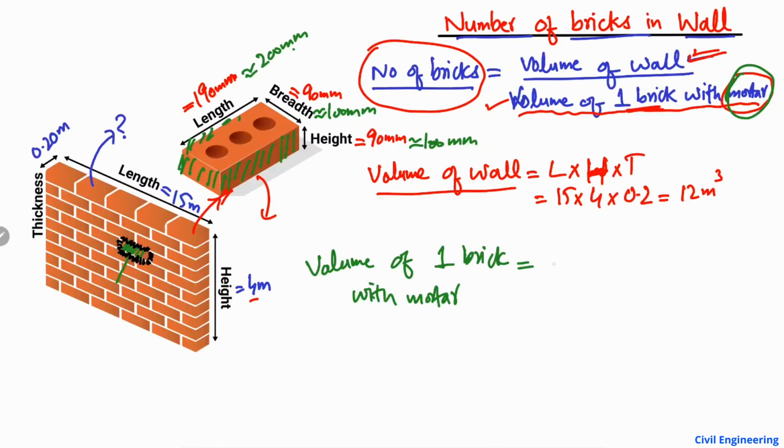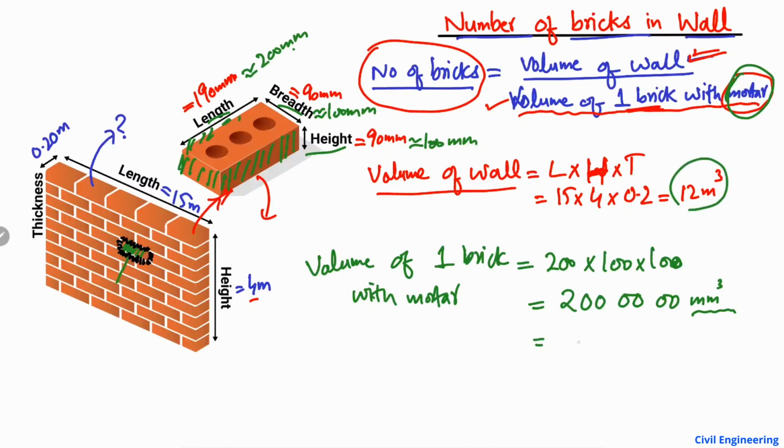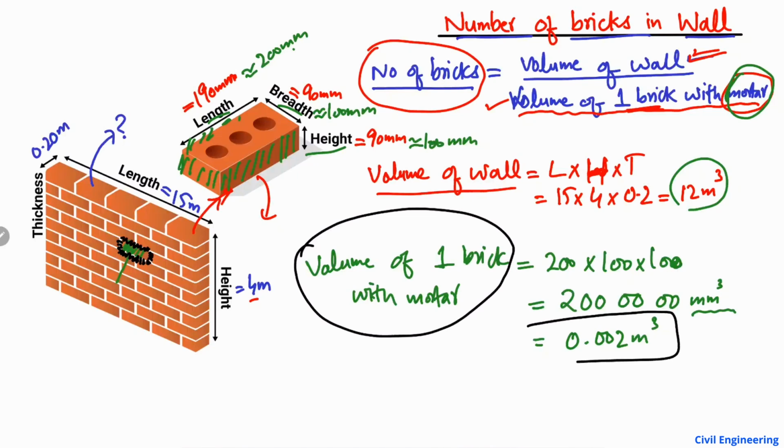So what will be its volume? It will be equal to 200 millimeter multiplied by 100 millimeter multiplied by 100 millimeter. I just multiplied these three dimensions, height, width and length, to find the volume of one brick with mortar. We found 2,000,000 cubic millimeter. Now to change this into cubic meter, we just divide it by 10 raised to power 9. So we got 0.002 cubic meter.